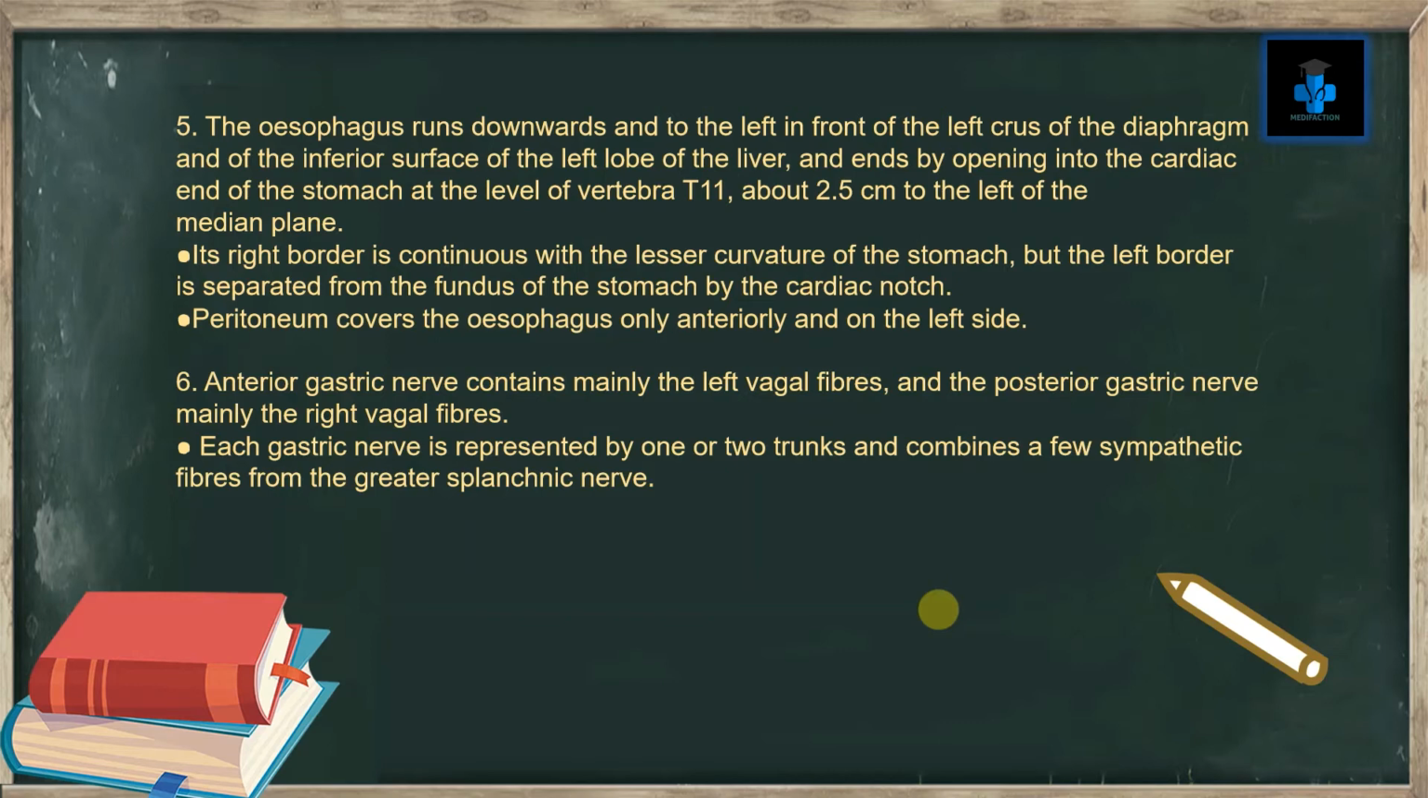Anterior gastric nerve contains mainly the left vagal fibers and the posterior gastric nerve mainly the right vagal fibers. Each gastric nerve is represented by one or two trunks and combines a few sympathetic fibers from the greater splanchnic nerve.